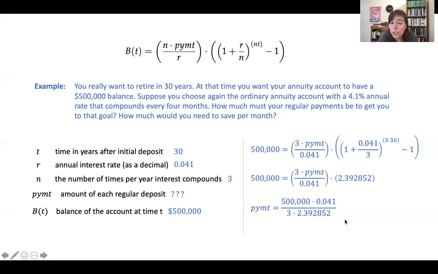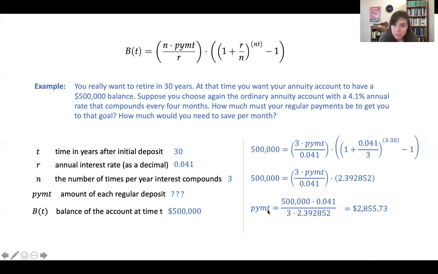So I strongly encourage you to do this on your own and make sure that you end up in the same place and you understand why we get this expression for the payment. But then once you're there, plug it into your calculator and you should get $2,855.73. And now let's take a moment and remember, what did we just calculate?